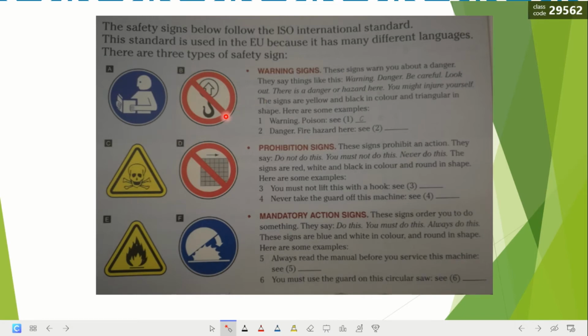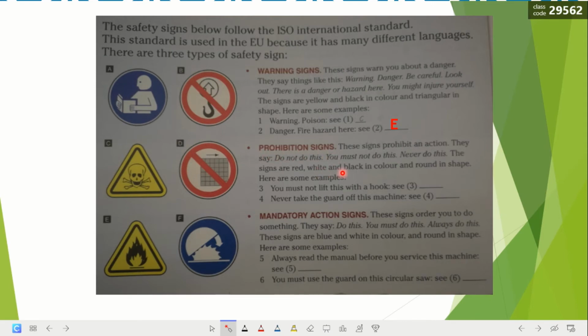Okay, welcome back. Now, let's see what color are warning signs. Warning signs are yellow and black in color. What are 2 examples? We have 2 examples here. 1, warning, poison, like picture C here. 2, danger, fire hazard here. Which picture is this? It's E, of course.